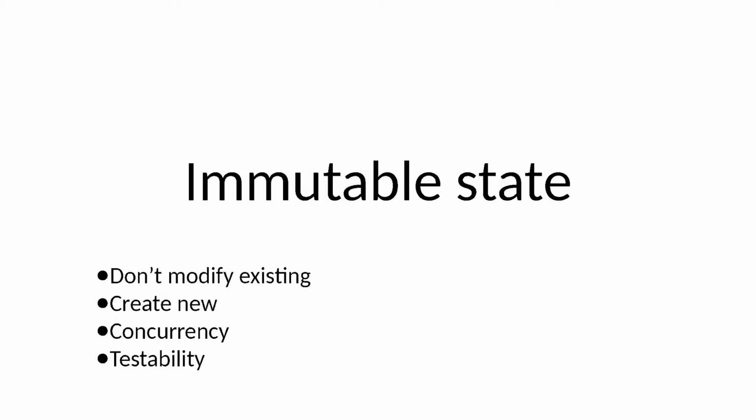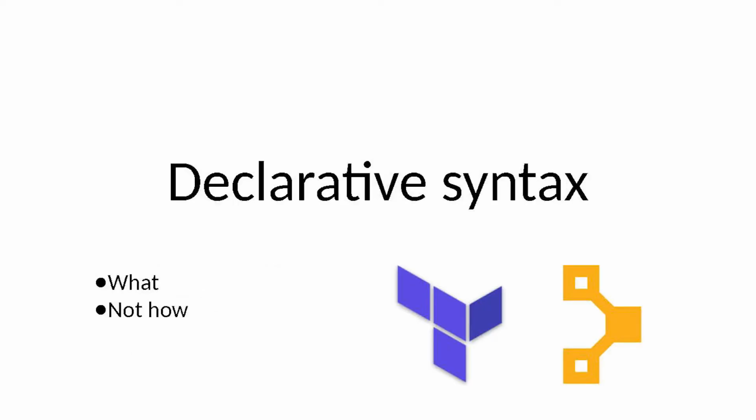Immutable state, immutability. Don't add, remove, or modify. Instead, create a new one, be that an object, symbol, variable, whatever. It's easier to reason about programs by eliminating shared state, and it also makes things easier to test.